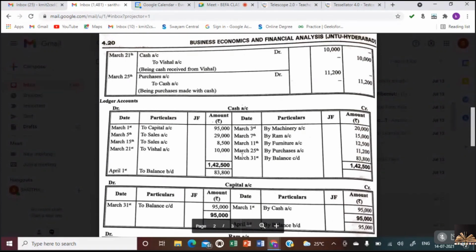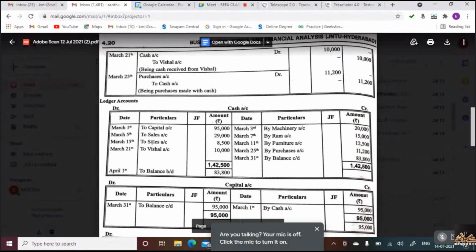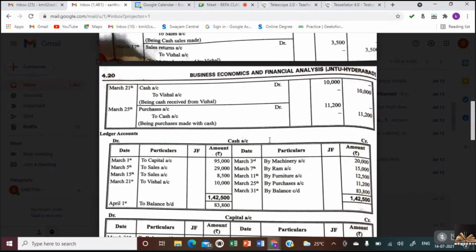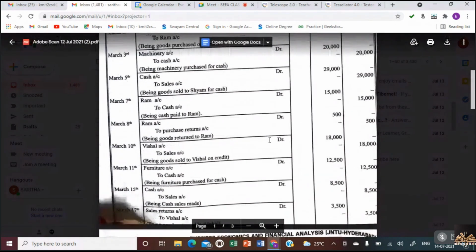Now start with the date, particulars, amount, everything. Left hand side debit and right hand side credit. Here remember, date is the date on which the transaction has happened. In the debit, whenever we take the items, we take it as to capital, to sales, to Vishal, like that. And all the credit items as by machinery, by RAM, by furniture, by purchases, and so on. So how do we take this 'to' or 'by', and how do we take the items from the journal entries? Listen carefully, all of you.